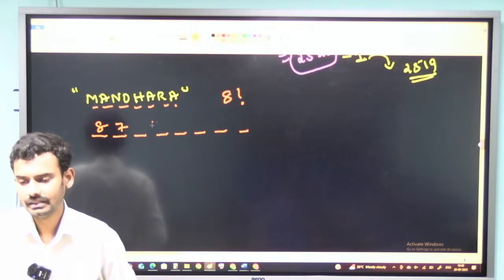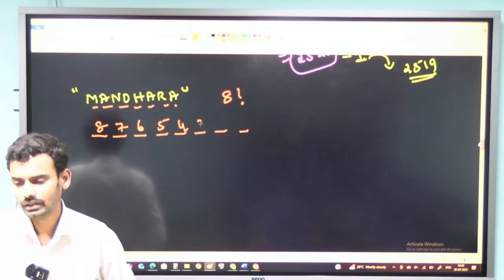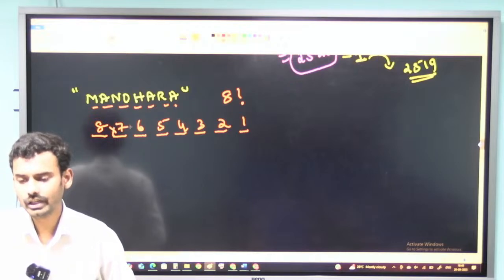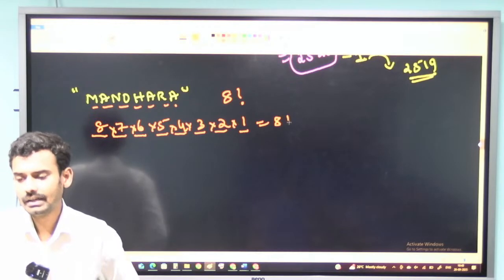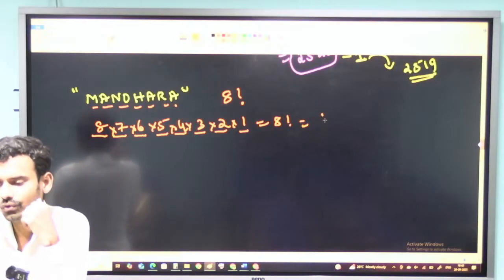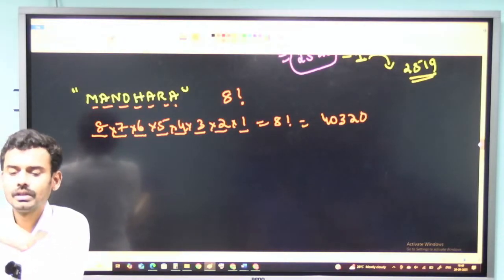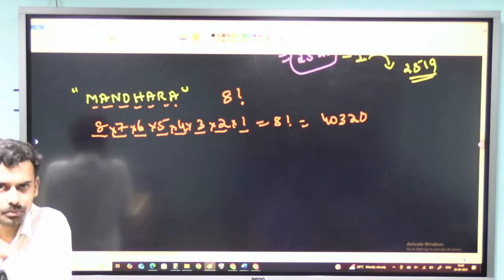8, 7, 6, 5, 4, 3, 2, 1. Now you can just multiply this. You will get the answer as 8 factorial. And what is 8 factorial? Is it 40320? So this will be the answer. Ideally this was supposed to be the answer.